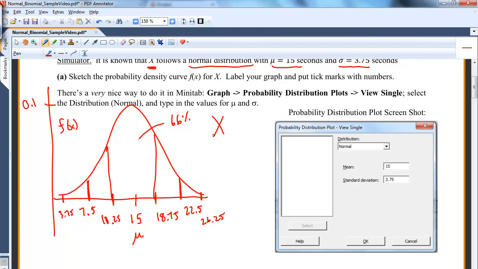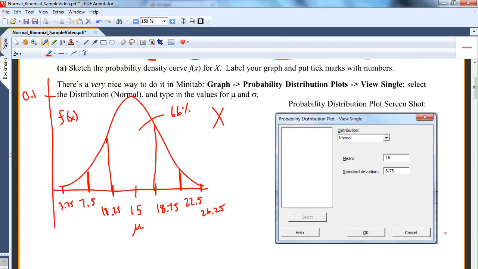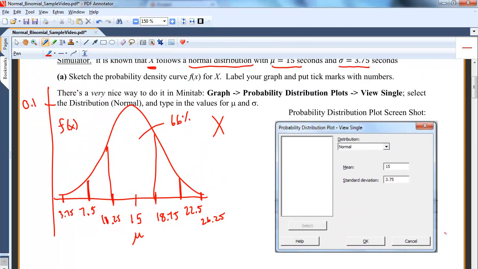And okay, so there's a pretty nice normal curve, and you could draw it by hand, but I want to show you how nicely this can be done in Minitab. And so over here, I did a screenshot of what it's going to look like when you go to Minitab, and I've written up some nice directions. Oh, well, there it is right there. Go to Graph, Probability Distribution Plot, and View Single.